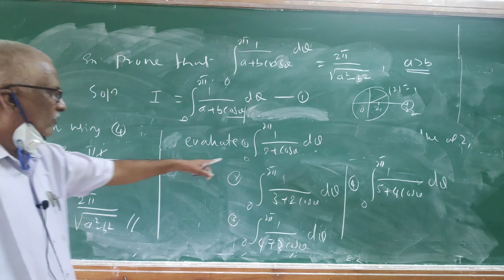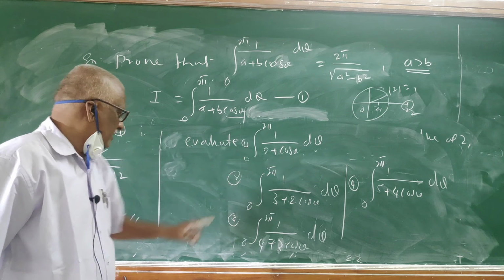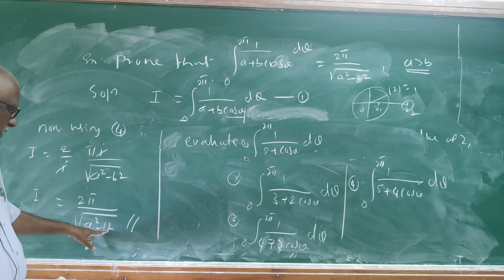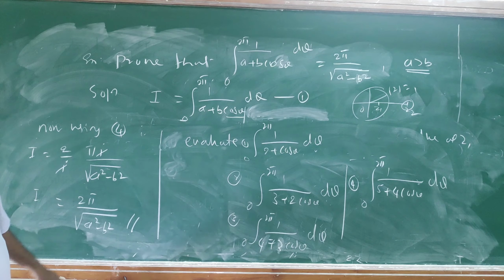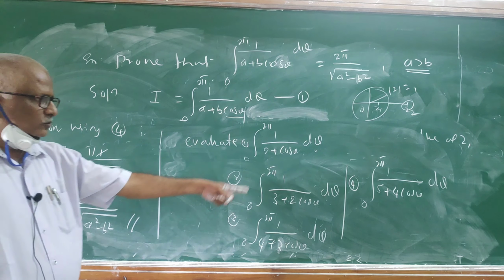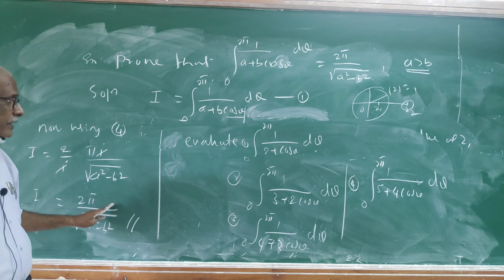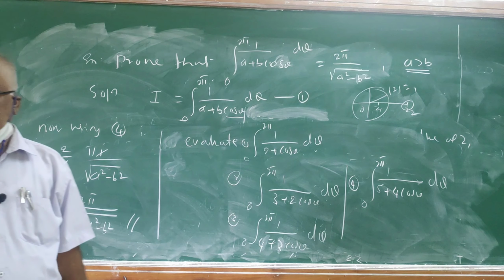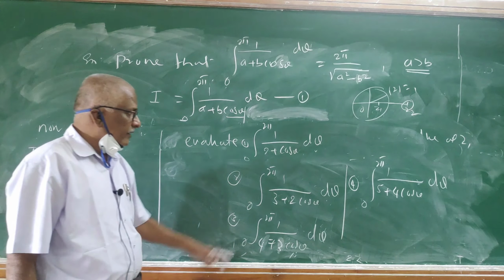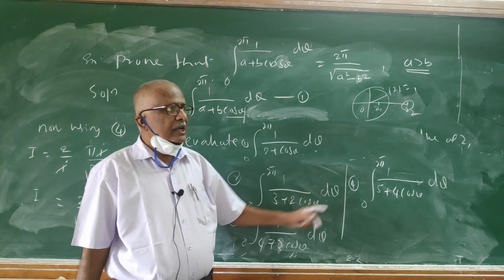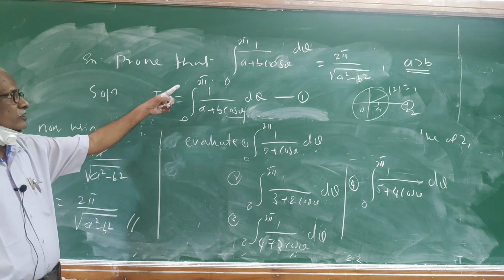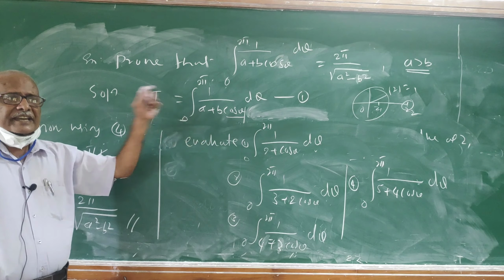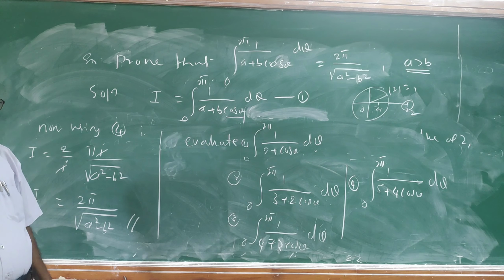For example, here what is A? 2. What is B? 1. Put A equal to 2, B equal to 1. It is 4 minus 1, so 2 pi by root 3. That's all. Go on changing, but don't directly put values like this. You have to go through all the arguments. At the time of examination, to evaluate any problem of this type, you have to go through all the arguments which we have followed in the evaluation of this standard integral.